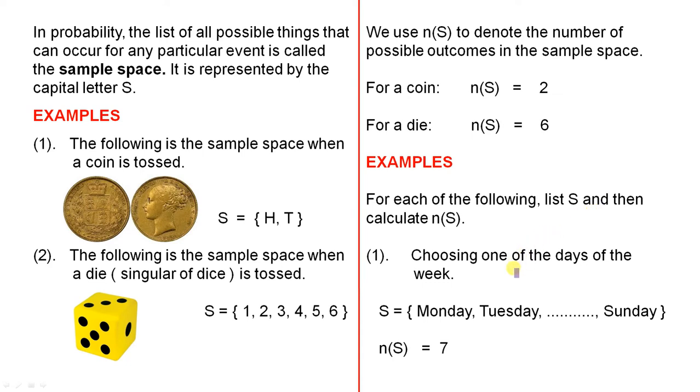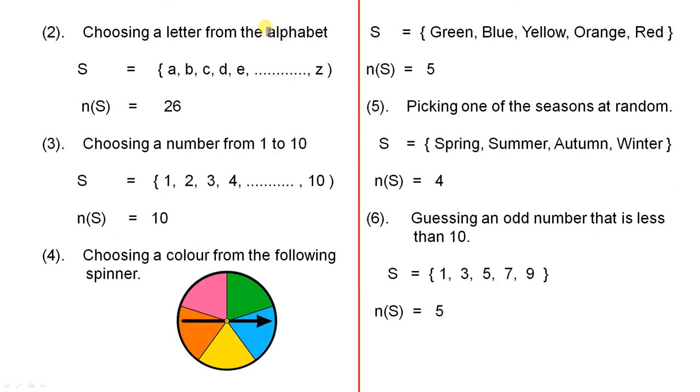So choosing one of the days of the week. The sample space will be Monday, Tuesday, Wednesday, Thursday, Friday, Saturday, Sunday. n(S) is 7. Choosing a letter from the alphabet, the sample space is A, B, C, D, E, all the way up to Z. So the number in the sample space is 26 because there are 26 letters of the alphabet.